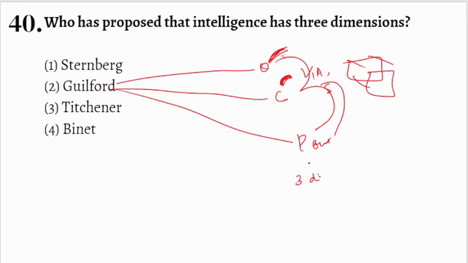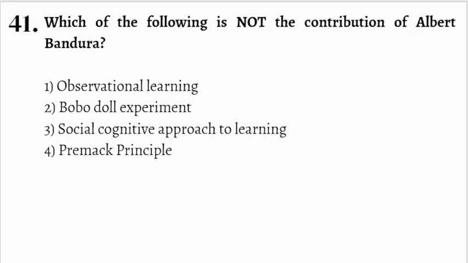Sternberg's triarchic theory is very different from dimensions. There are no dimensions in the theory. They have talked about three different types of intelligences. Okay? So moving ahead to the next question, question number 41.